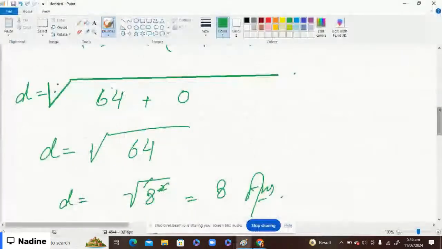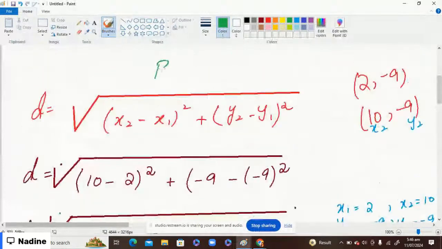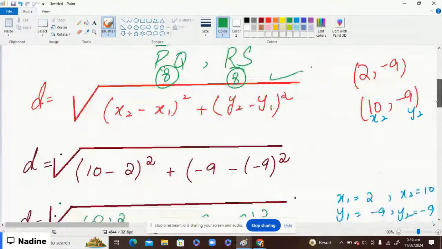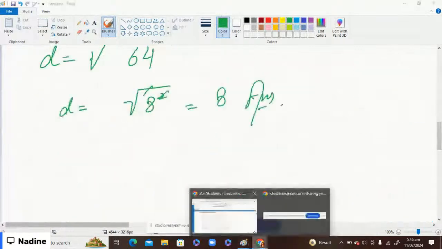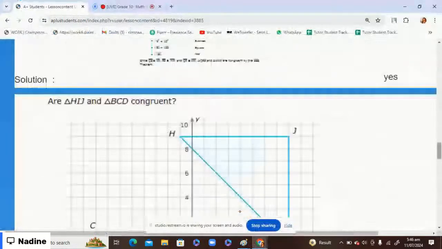We are going to use the sides p and q. Now you also compare the sides r and s of the other triangle. If the answer of this one is 8 and the answer of this one is also 8, you can say that these two triangles are the same, by using this formula. Got it? The same thing you are doing in that question.